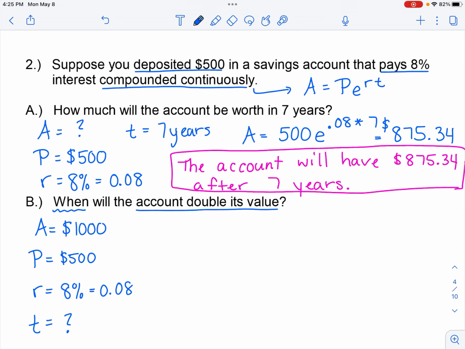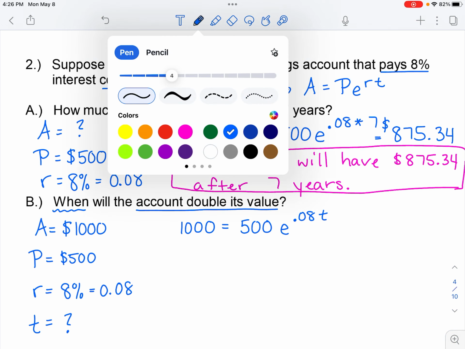Now, realistically, we know it's gonna have to be more than 7 years because in 7 years it went up to 875, so we're not at the 1,000 yet. So our answer has to come out to be bigger than 7. So now I'm gonna write the equation: 1,000 for A equals P, 500, e to the r, 0.08, t is unknown, all right? So now, again, I have an exponential equation.